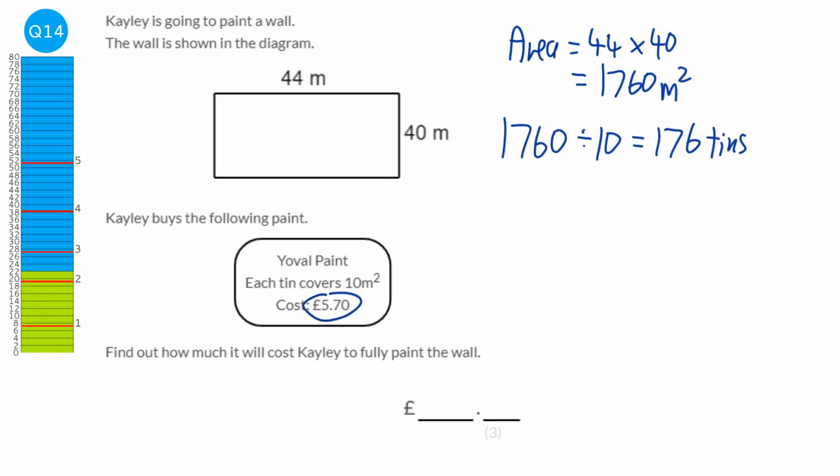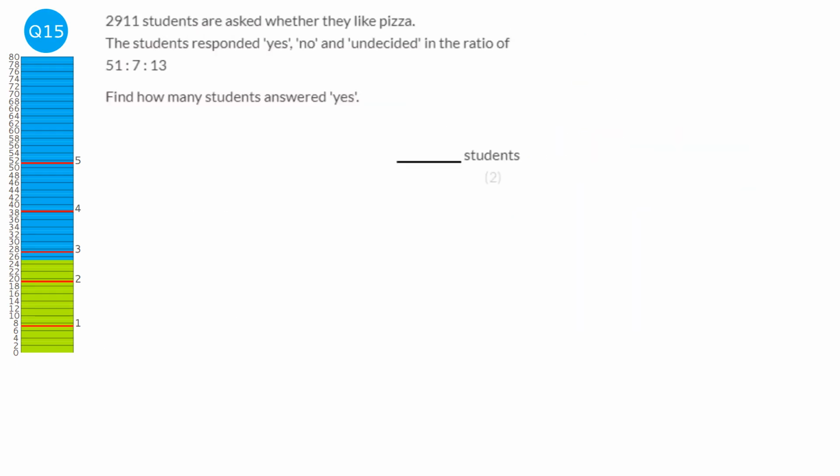And each tin costs £5.70, so it'd be 176 times the 5.7, or you could do it as 570 pence and convert it at the end, and that gives us a price of 1003.2, and so as money that would be £1003.20.